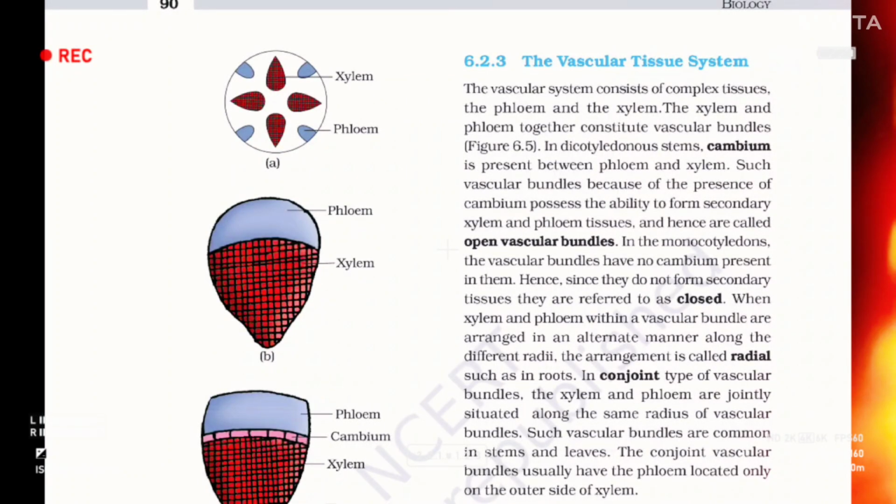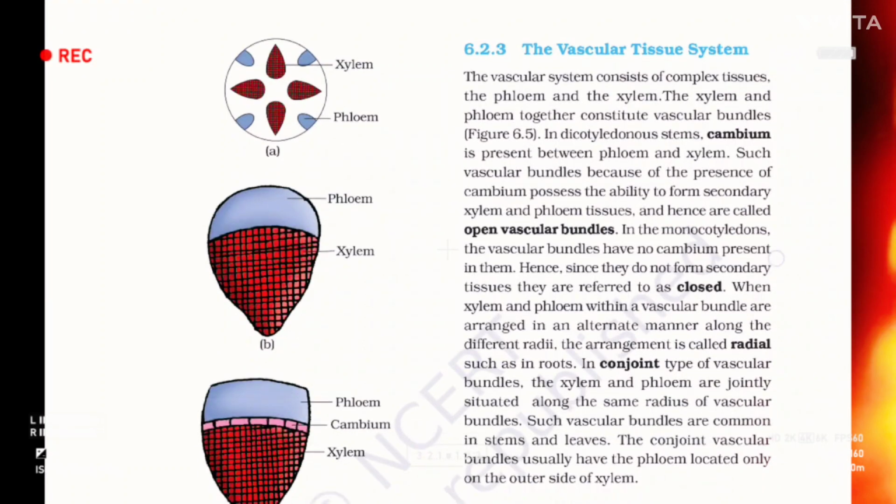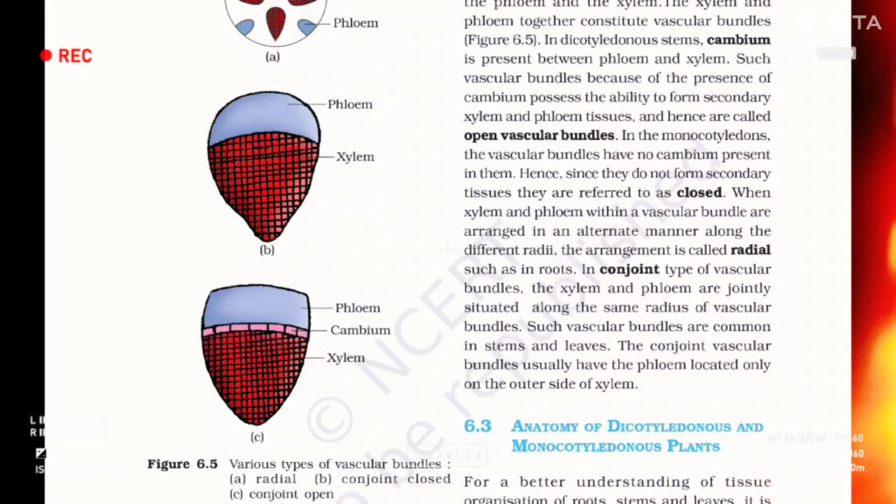In monocotyledons, the vascular bundles have no cambium present in them. Hence, since they do not form secondary tissue, they are referred to as closed. When xylem and phloem within the vascular bundles are arranged in an alternate manner along different radii, the arrangement is called radial, such as in roots. In conjoint type of vascular bundle, the xylem and phloem are jointly situated along the same radius of vascular bundle. Such vascular bundles are common in stems and leaves. The conjoint vascular bundles usually have the phloem located only on the outer side of xylem.